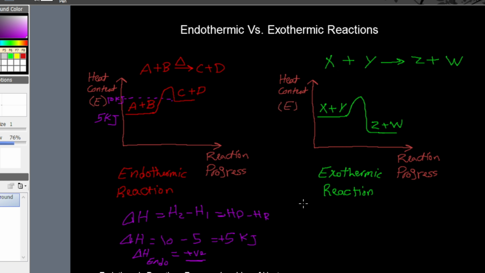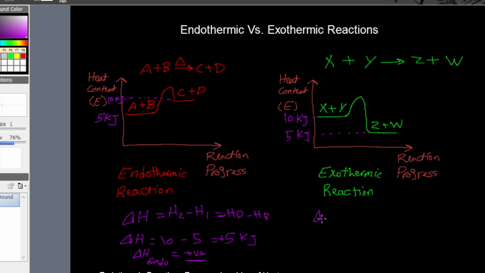But the vice versa occurs in the exothermic reactions. So here we have X and Y. These are the reactants. Z and W, these are the products. As we can see here, we start with the reactants X plus Y to give finally Z plus W. We can see here that the energy of the reactants is higher than the energy of the products. Let's say the energy of the reactants here, 10 kilojoules, no problem. And let's say the energy of the products, 5 kilojoules.